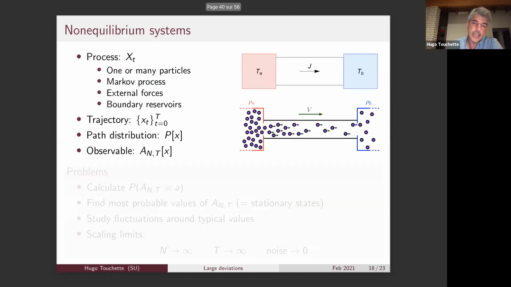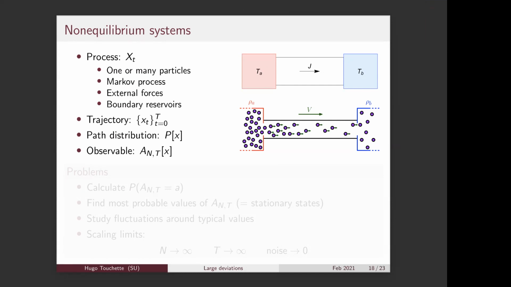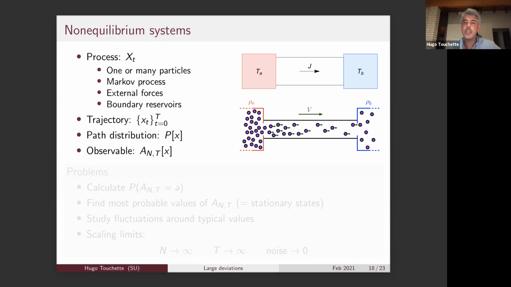I mentioned this is what I did in the PhD, but what I'm doing these days is not studying equilibrium systems, but non-equilibrium systems. Now, what is a non-equilibrium system? I'll finish with that part. I hope I'll be on time. A non-equilibrium system is a system where you have energy inputs and outputs.